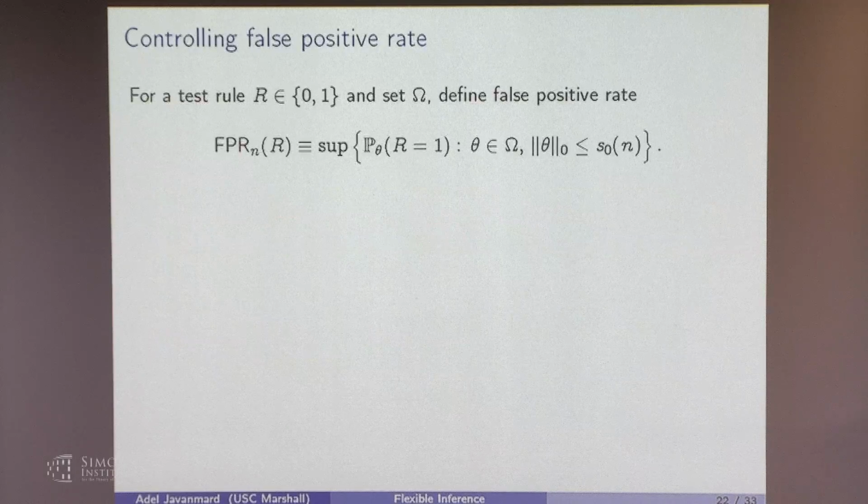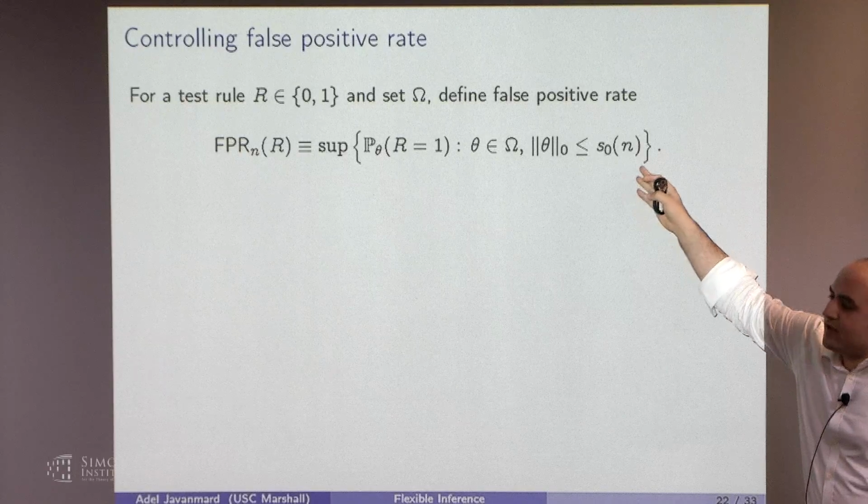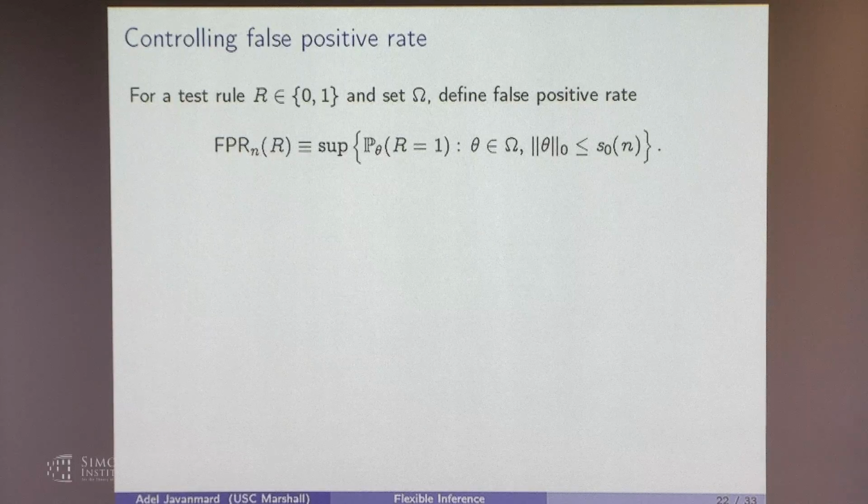Okay, so what's the theory that we have? Let's say the more important thing is to control the false positive rate. I define the false positive rate in the following sense: it's the probability of rejection if the null hypothesis is true, and then I take the supremum over all the theta in the set omega that are S-sparse. Okay? And S is a function of n when you are thinking asymptotically.